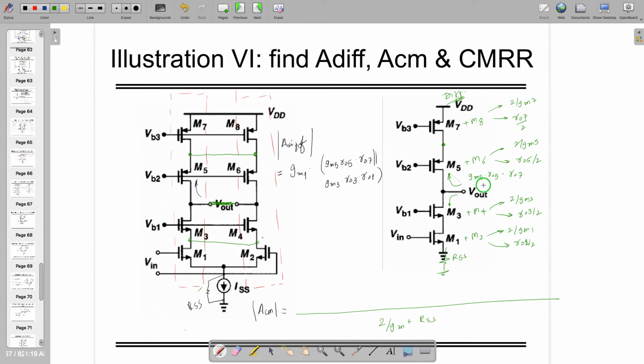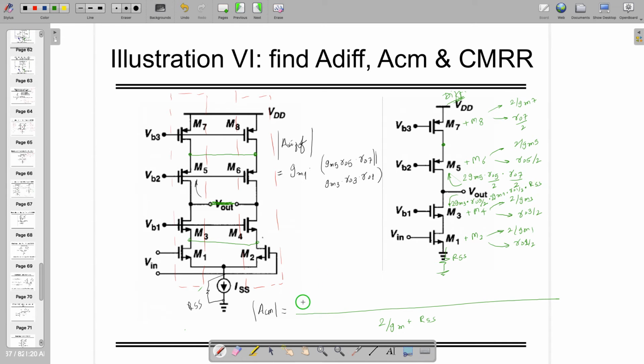That's the case when m5 and m7 are there, but m6 and m8 are also the same, identical to m5 and m7. Then gm becomes double, ro5 becomes half, and the same thing is going to happen on this side. It's gm3 which will become double, and this is ro3 divided by 2, and times gm1 which is double, and ro1 divided by 2 times rss.